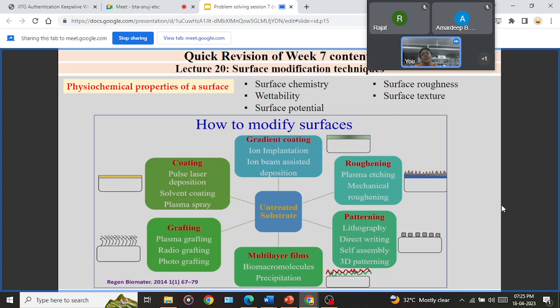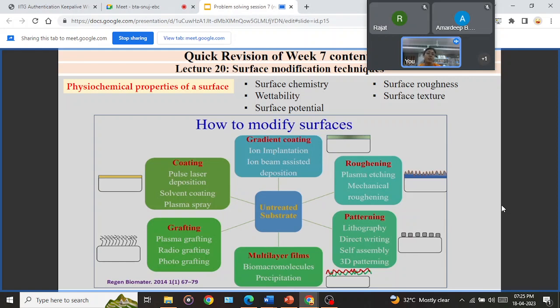So these physiochemical properties of the surface, like surface chemistry, wettability, surface potential, surface roughness and surface texture, are taken into account when we are going for this biomaterial surface modification. So how can we modify these surfaces?